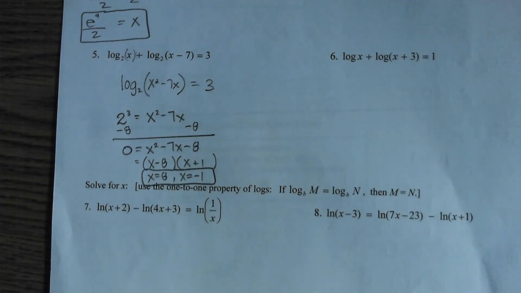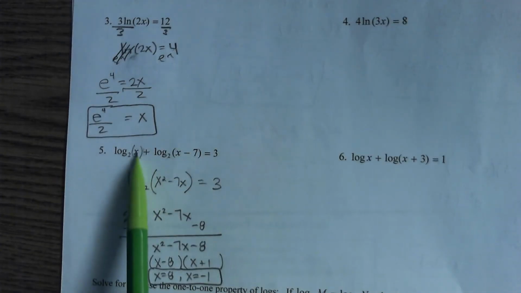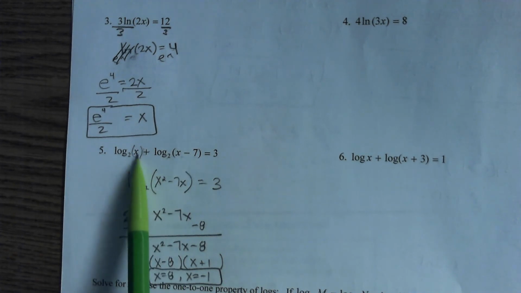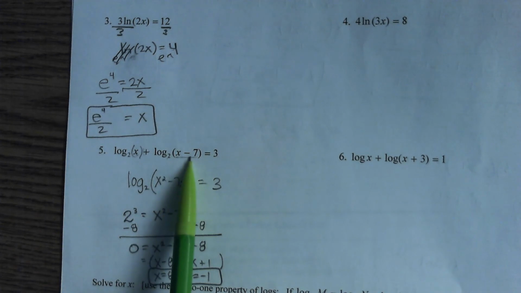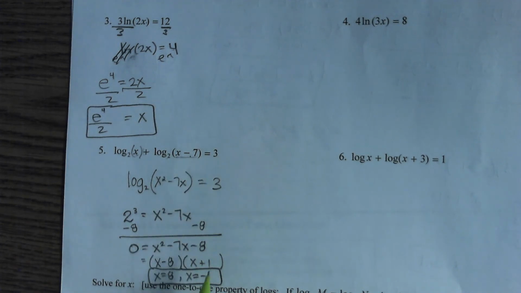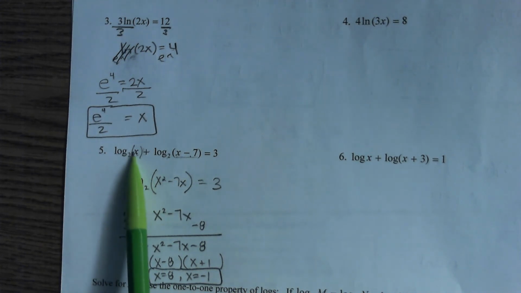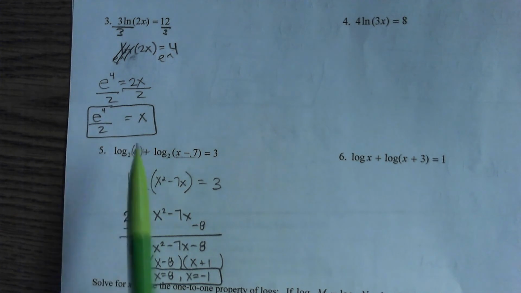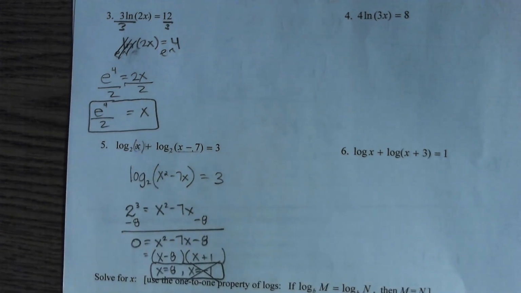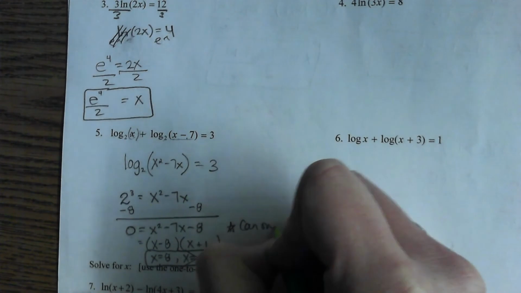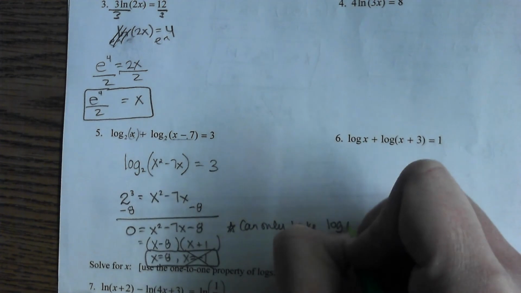And you want to check answers always for extraneous. So if you plug back in an 8, is there going to be a problem? I'd be taking the log of 8, that's okay. And I'd be taking the log of 1, which is not a problem. If I plug in negative 1, I'd be taking the log of negative 1. Problem. Yes? You can only take the logs of positive numbers. So you have to reject that. If you want to write that, can only take log.